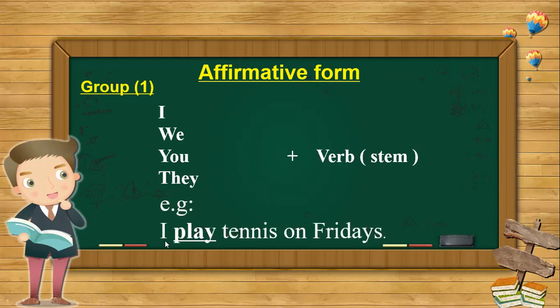For example, I play tennis on Fridays. Here, with one of these subjects, I play. Can you see play? Did I add anything to play? No, I didn't add anything to play. It just stays as it is, without any addition. The verb stem or the infinitive.